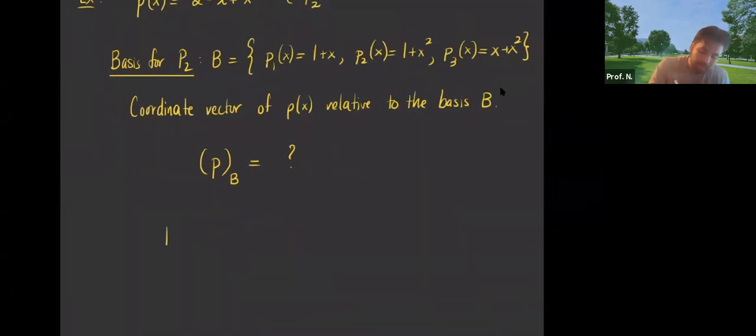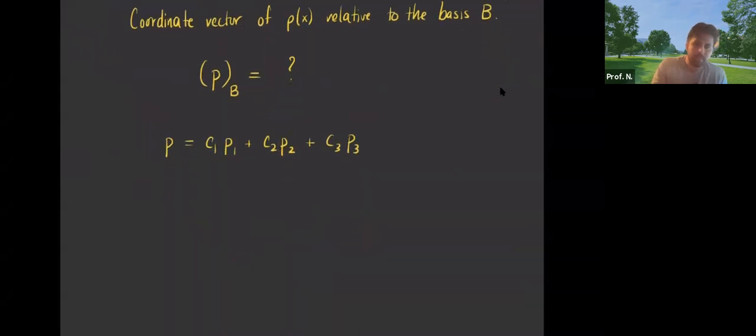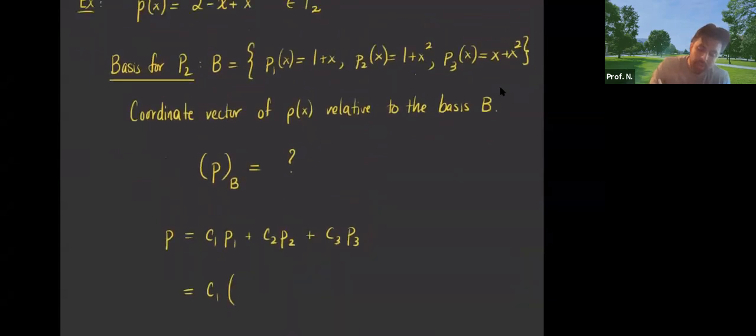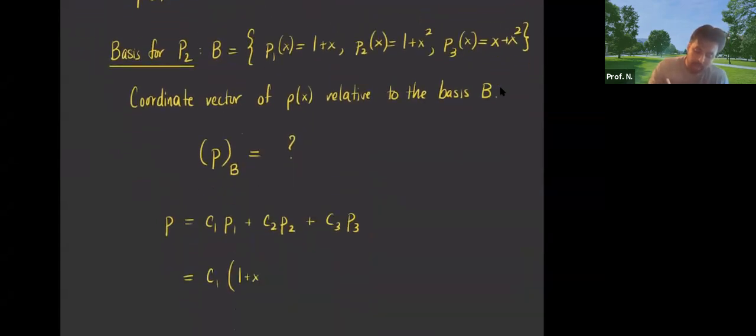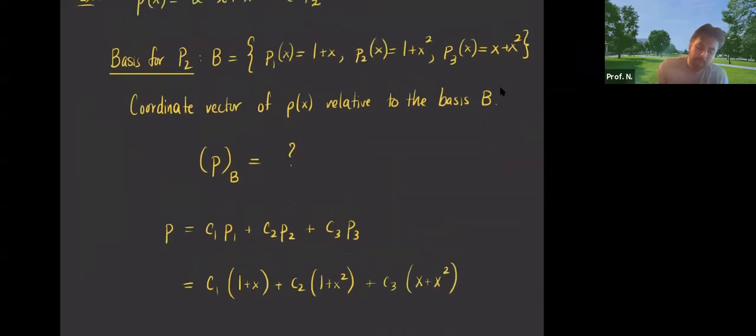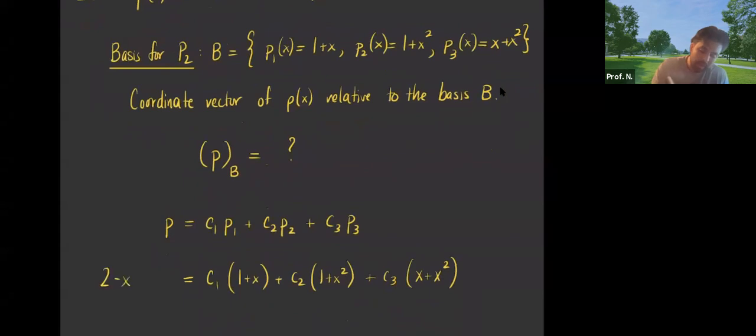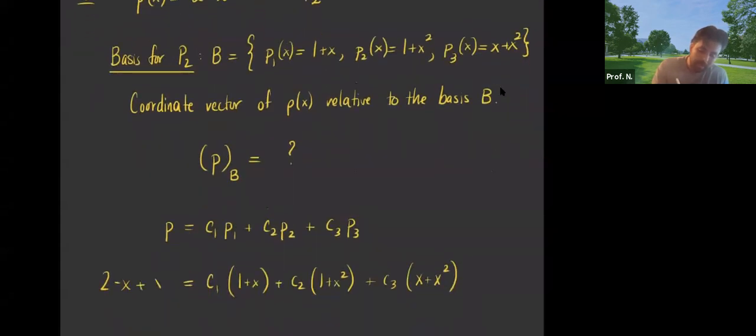The setup is P is equal to C1P1 plus C2P2 plus C3P3. The only difference is these P's are polynomials, so I have to treat them as such. So C1 times 1 plus x, C2 times 1 plus x squared, and C3 times x plus x squared. And then P was 2 minus x plus x squared.